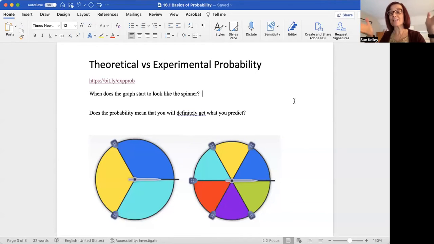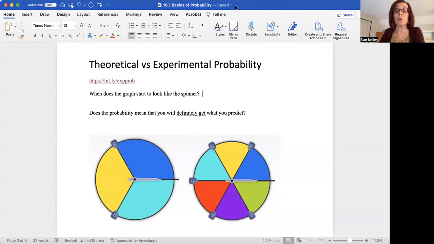Hi, all. As promised, I'm back to talk about theoretical versus experimental probability. To do that, we're going to take a look at a couple spinners. I have a little manipulative that we're going to use, so you can follow this bit.ly link to our spinner, and we're going to see what it looks like comparing the theoretical and the experimental.